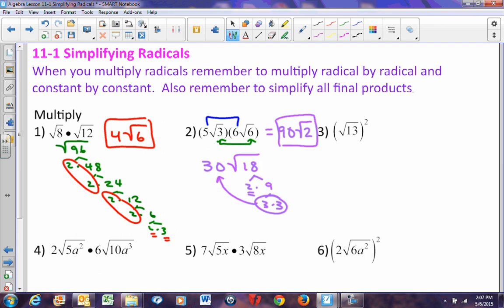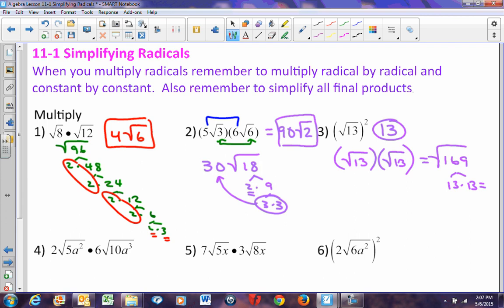The square root of 13 squared means the square root of 13 times the square root of 13, which is the square root of 169, which is 13 times 13, which is just 13. Interesting thing about squaring a square root. You should remember this, squaring a square root. Square root is the opposite of squaring something, and squaring is the opposite of square rooting something. So this square negates this square root. So this square cancels out that square root, and all you're left with is the number.